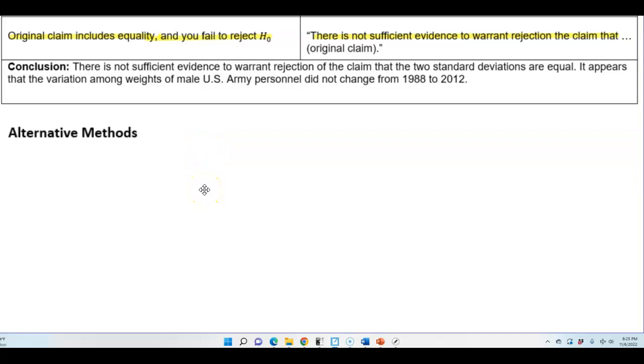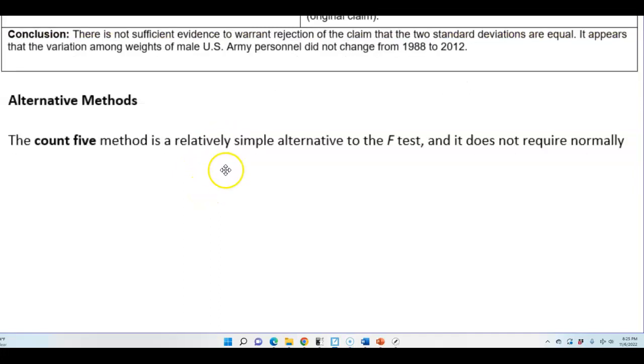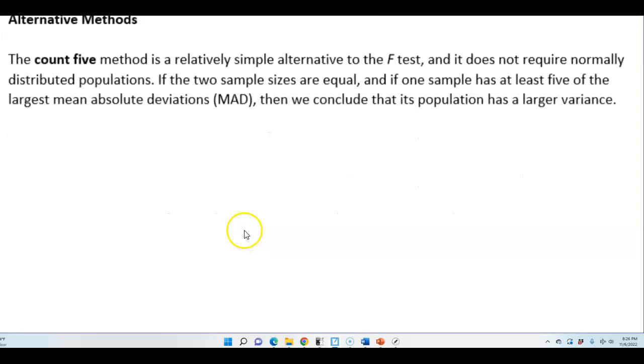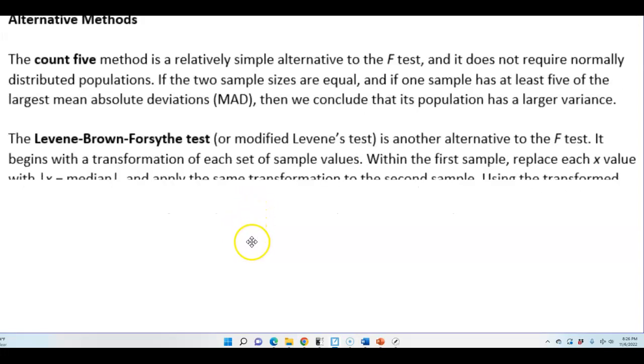Now there are some alternative methods that we're not going to be doing here. One of them is called the Count 5 method, which is a relatively simple alternative to the F test, and it does not require normally distributed populations. If the two sample sizes are equal, and if one sample has at least 5 of the largest mean absolute value deviations, then we conclude that the population has a larger variance.